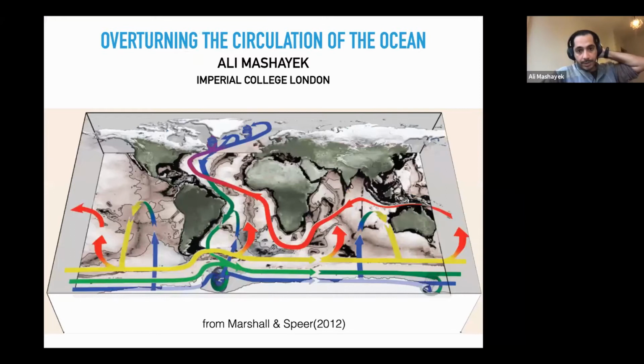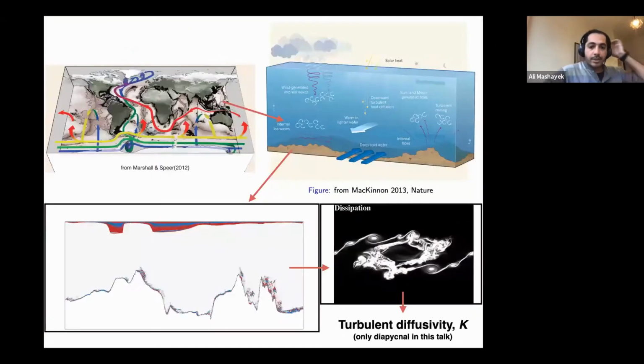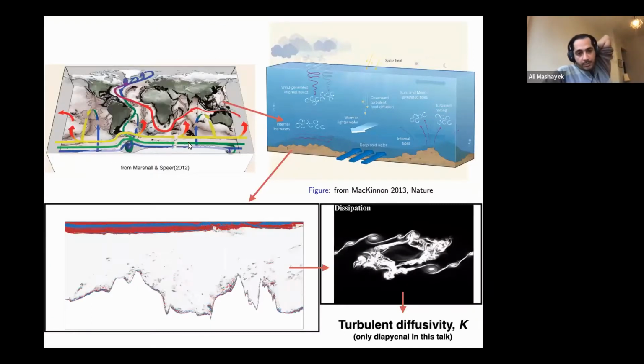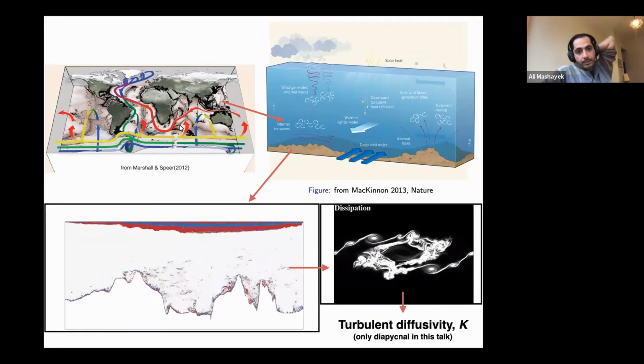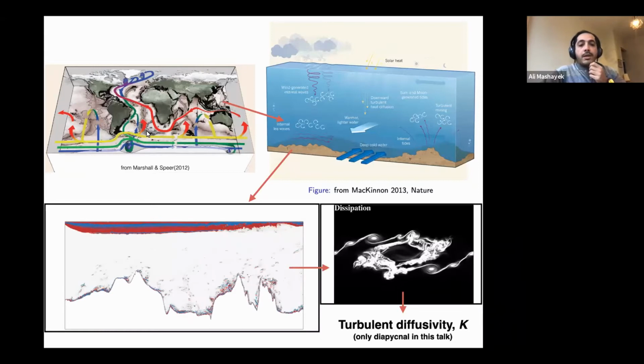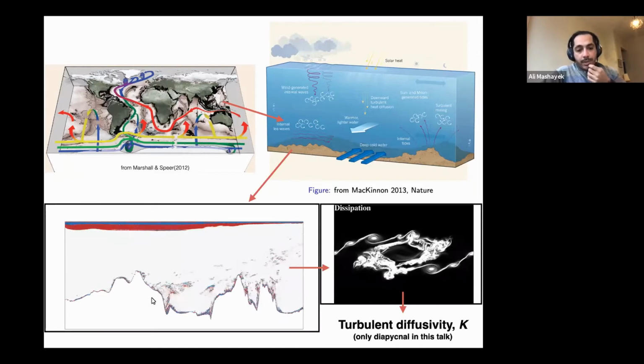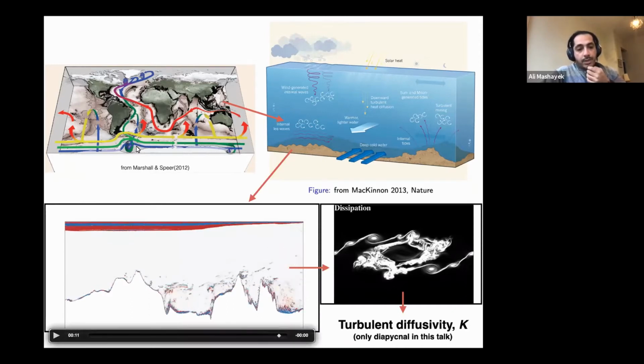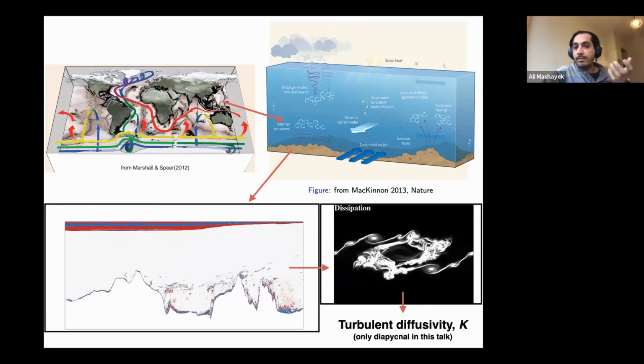Now, a bit of an introduction. If you think about the overturning circulation of the ocean, I'm showing you this figure from the review article by Marshall and Speer. It shows the pathways of ocean circulation. It is obviously grossly oversimplified, but the main point is that you have waters that sink at high latitudes where they get cold and salty because of ice formation.